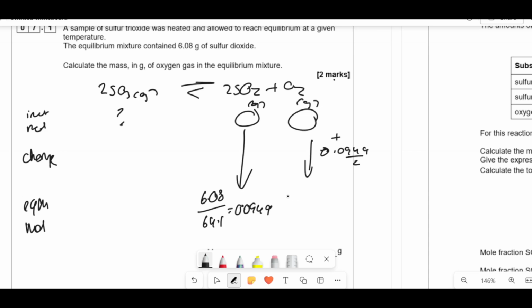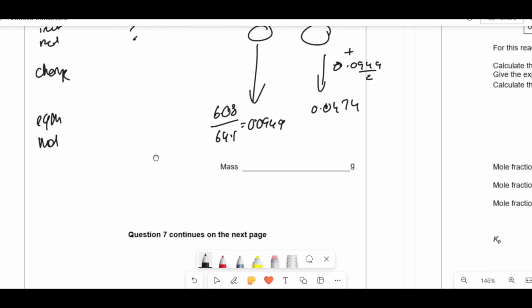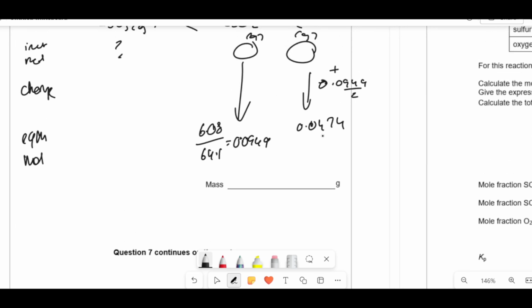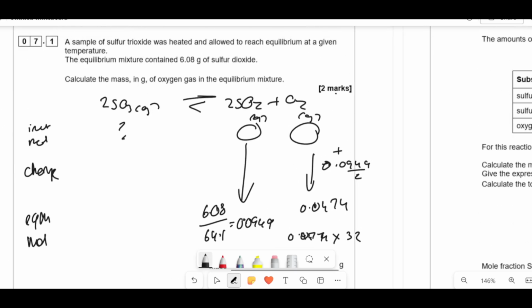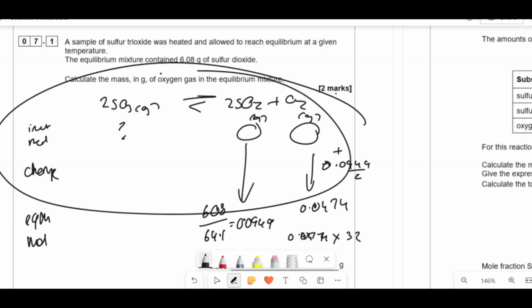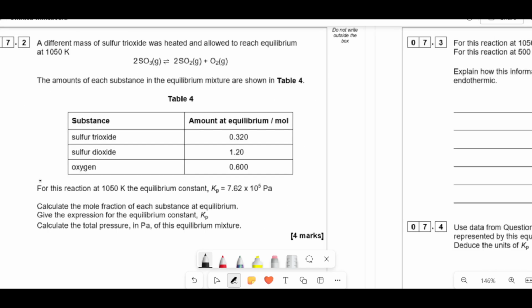So therefore, the moles of oxygen at equilibrium is going to be 0.0474. They want you to find out the mass of it. So the mass is going to be moles times MR, which is 0.0474 times the 32, which gives you 1.52 grams. I know that the whole steps weren't necessary in this case, but writing it forces you to follow a logical sequence of steps.